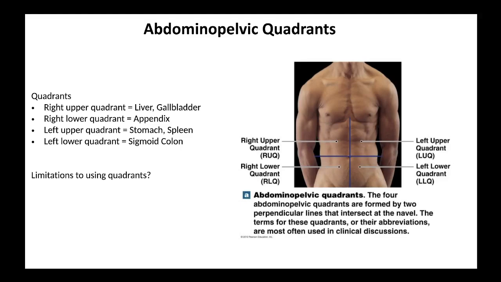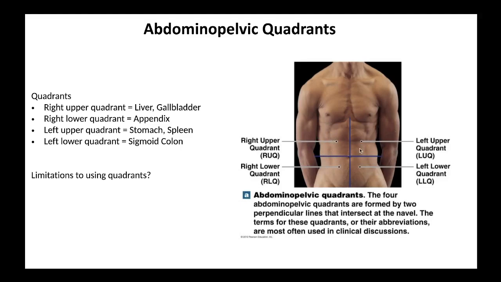So in the right upper quadrant is where you're going to find your liver as well as your gallbladder. So that's going to be right over here. That's going to be liver, which kind of lies around the caudal region of your abdomen. And then you're going to have your gallbladder, which sits directly below the liver. So that would be the inferior portion of your liver is going to be where you find your gallbladder.